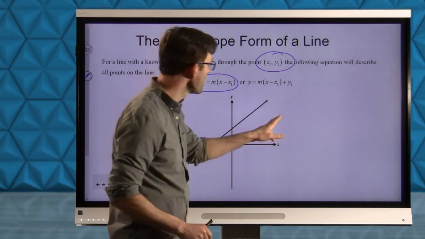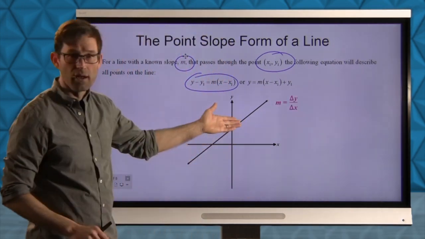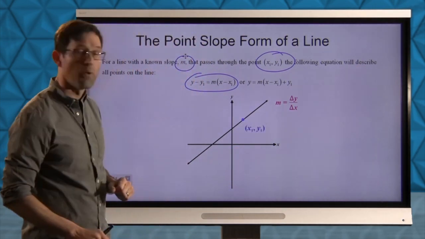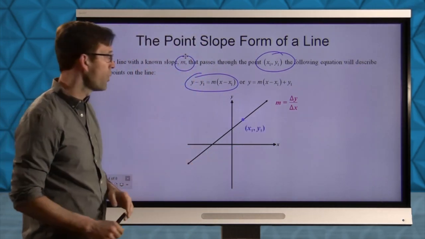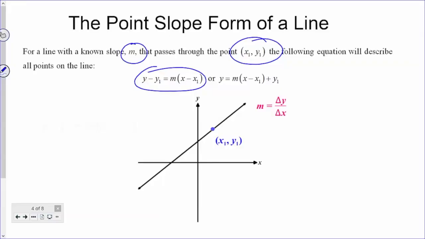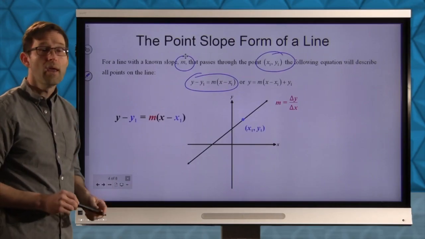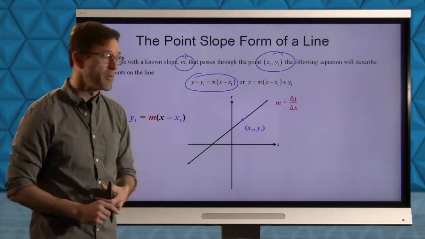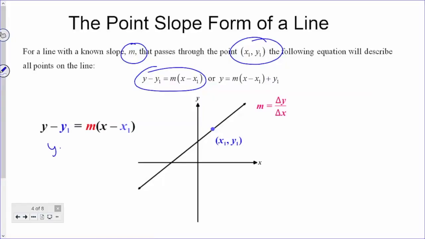So again, I've got this line. Let's say I know its slope, change in y over change in x. Let's say I know this point that lies on it, x1, y1. Then what we get is this equation: y minus y1 equals m times x minus x1. Okay? Now it's very easy to use. And again, it all comes from the fact that had I not rearranged it, I would have had something like this.